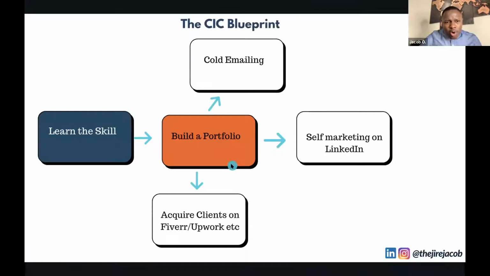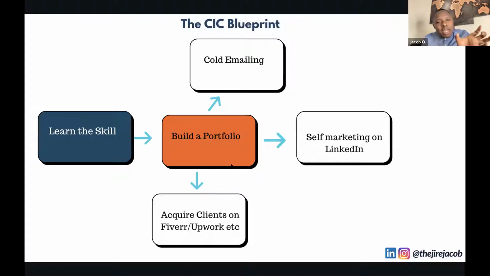So we're going to talk more about the entire strategy. This is the CIC blueprint, actually. This is what we have built. This is a quick explanation of how our program works, right? You can see the 2 unique blocks over there: learn the skill, build a portfolio. And you can see the other blocks: cold emailing, self-marketing on LinkedIn, acquiring clients on Fiverr and Upwork and all of that.